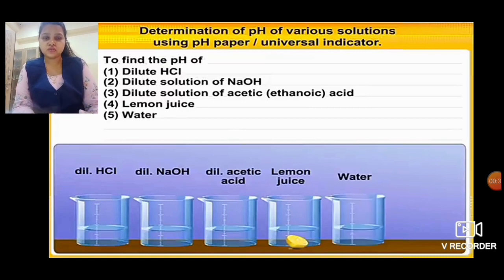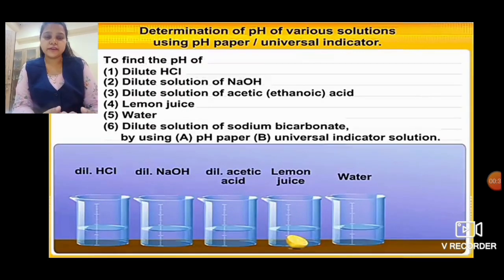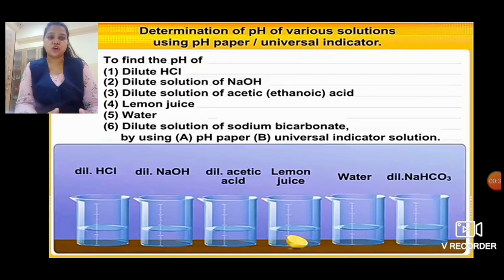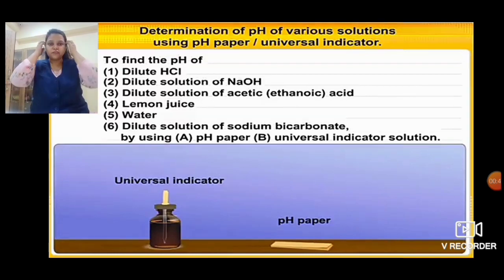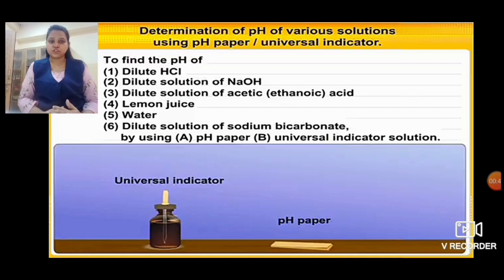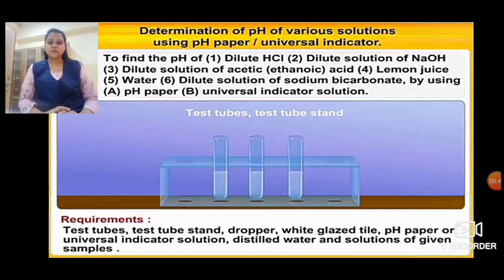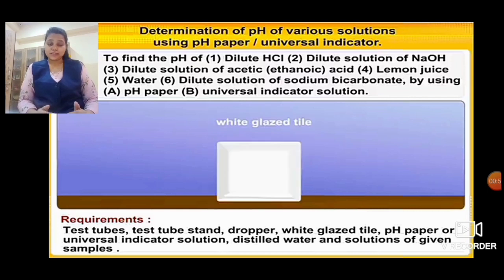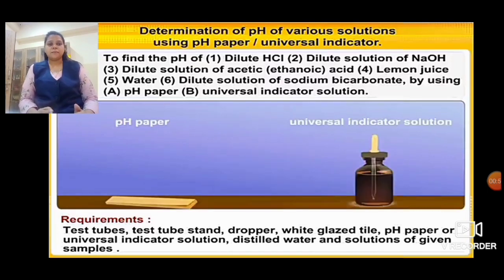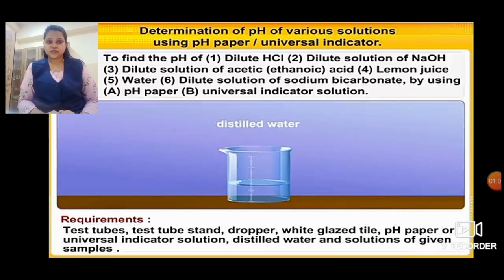Fourth is lemon juice, fifth is water, and sixth is the solution of sodium bicarbonate, using pH paper as well as universal indicator. But for today we are going to use the pH paper first to do the experiment on the following materials. The requirements are a test tube, a dropper, a white glazed tile, pH paper, universal indicator solution, and distilled water.